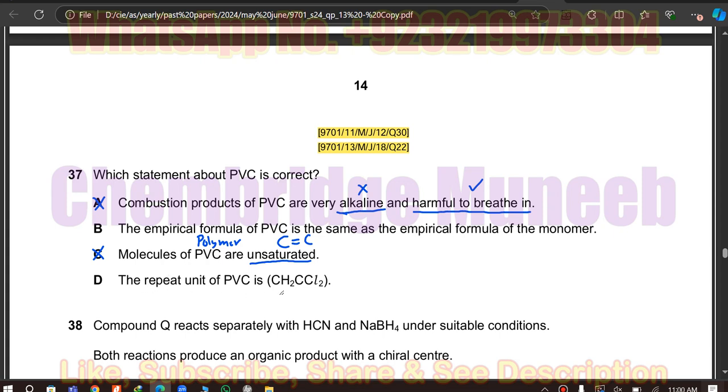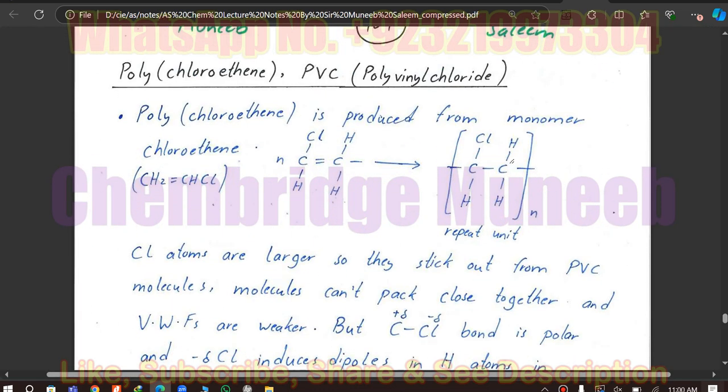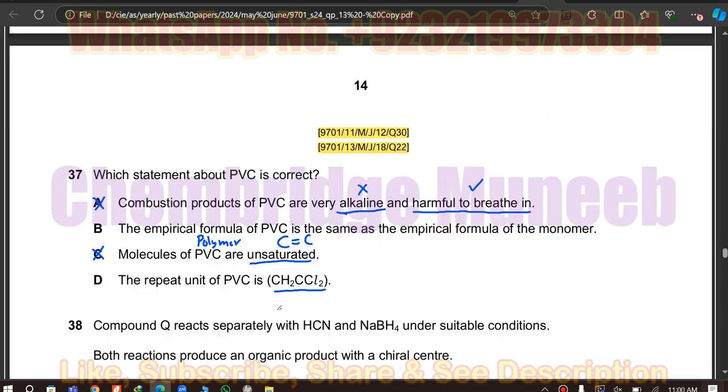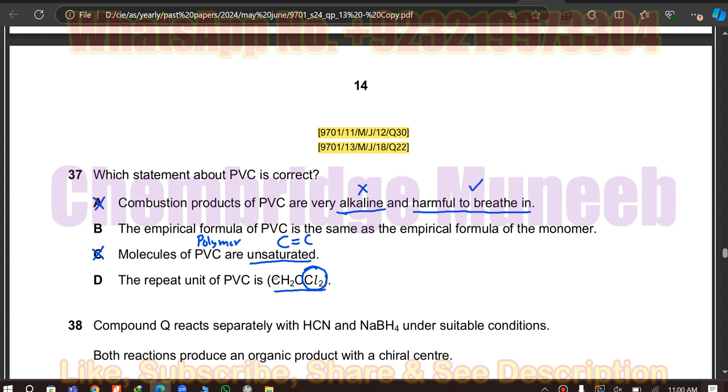And option D says the repeat unit of PVC is CH2CCl2. We can see from here that the repeat unit of this is this one, and within this structure it does not contain two chlorine atoms. There is just one chlorine atom. However, in our question they said two chlorine atoms, which is incorrect. Although there are two carbon atoms and three hydrogen atoms, this whole is an incorrect repeat unit.